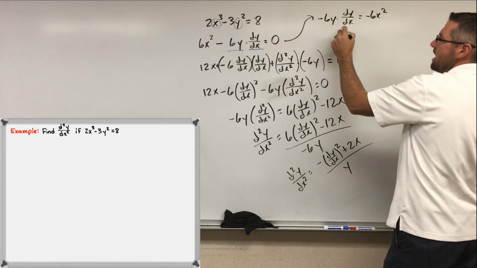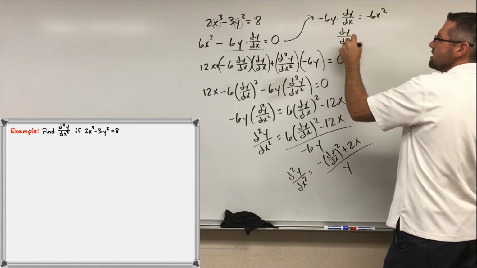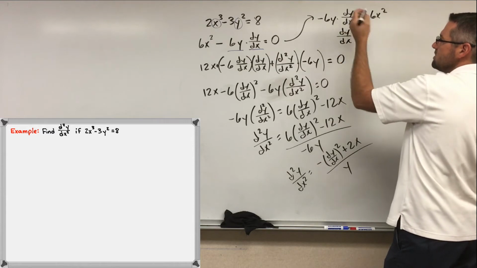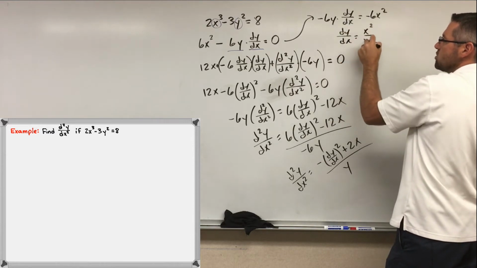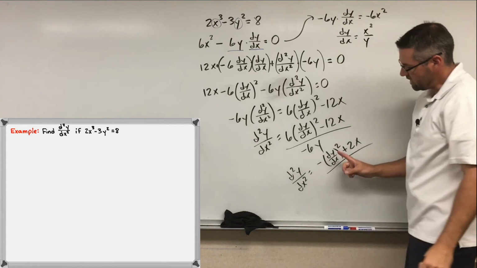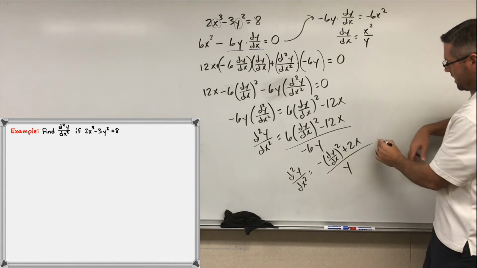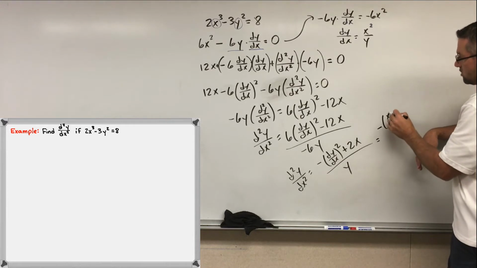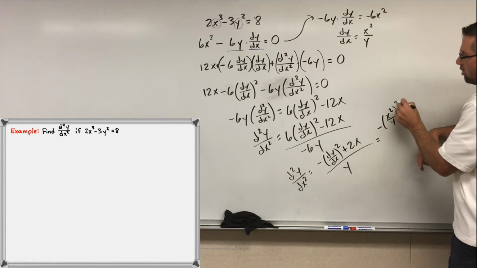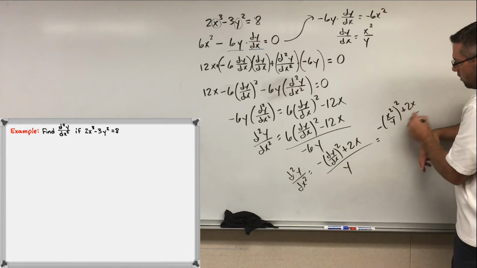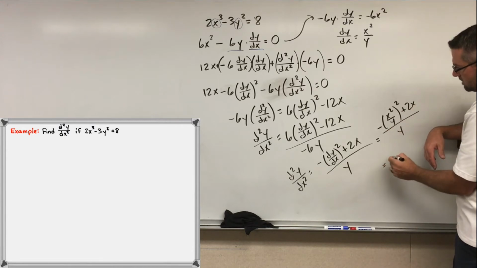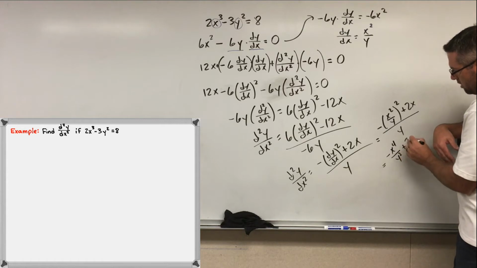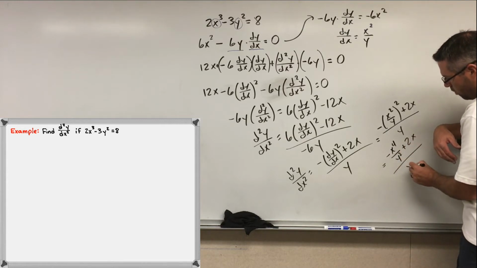And then I'll divide by negative 6y, so I get dy/dx equals, divide by negative 6, that becomes positive, so you end up with x squared over y. And then I can take that and plug it in right there. So we end up with negative (x squared over y) all squared, plus 2x over y. And then that would simplify to negative x to the fourth over y squared plus 2x over y.